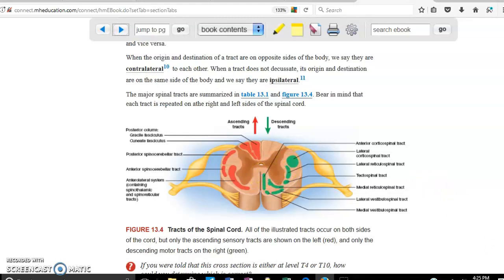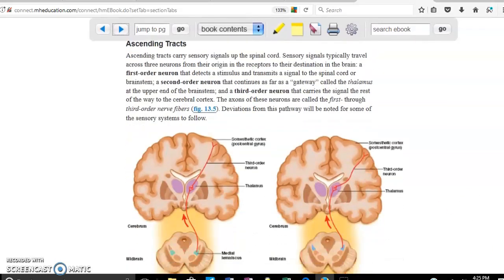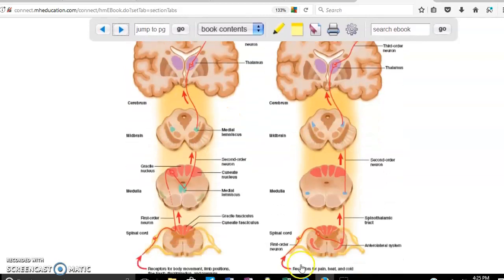So if we keep scrolling down, we can see ascending tracts. So you have a nice figure in there. Right here it says receptors for pain. So this is in your skin. As you can see, if you follow the arrow, you see it goes up. So this is going to be an ascending tract. Okay, so sensory are always ascending tracts.